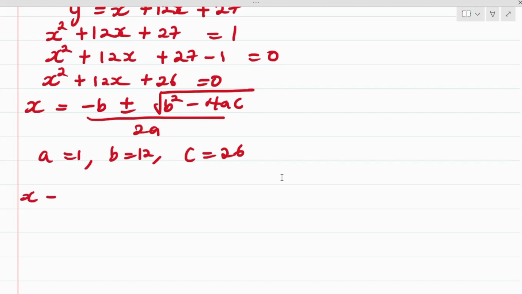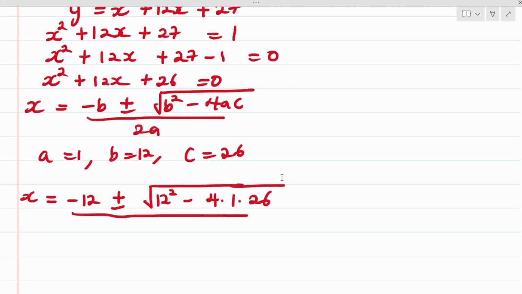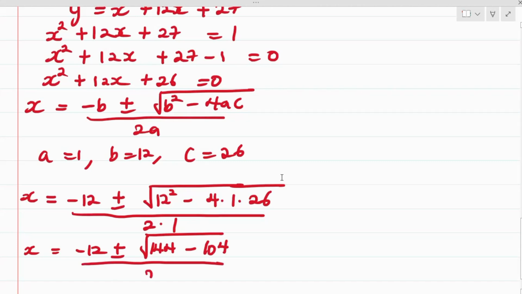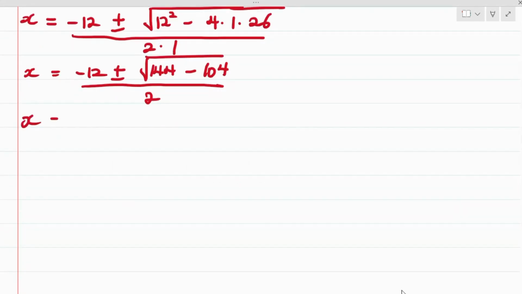So x is equal to minus 12 plus or minus the square root of 12 squared minus 4 multiplied by a, which is 1, multiplied by c, which is 26, divided by 2 multiplied by 1. So x is equal to minus 12 plus or minus the square root of 12 squared is 144 minus 4 multiplied by 1 multiplied by 26, which gives us 104, divided by 2 multiplied by 1, which is 2. So from here we have x equal to minus 12 plus or minus the square root of 144 minus 104, which gives us 40, divided by 2.